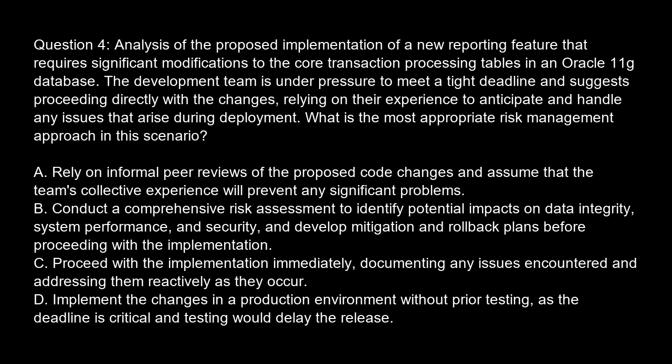Option A. Rely on informal peer reviews of the proposed code changes and assume that the team's collective experience will prevent any significant problems. Option B. Conduct a comprehensive risk assessment to identify potential impacts on data integrity, system performance, and security, and develop mitigation and rollback plans before proceeding with the implementation. Option C. Proceed with the implementation immediately, documenting any issues encountered and addressing them reactively as they occur. Option D. Implement the changes in a production environment without prior testing, as the deadline is critical and testing would delay the release.